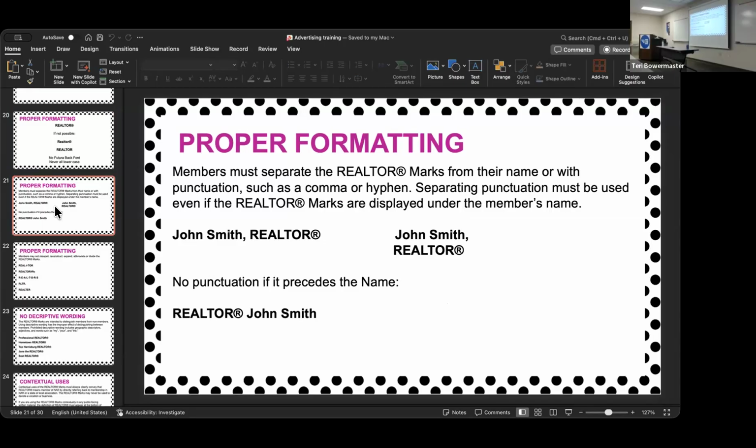So proper formatting, which I am also guilty of not being perfect with. I did see someone the other day on Facebook and I was really surprised, they had it like this, and that would bother me. So they want a comma because it's an identifier. It's John Smith, Realtor. Like that's who they are. It's an identifier. And you don't need punctuation if it comes before: Realtor John Smith. She's just a member of a group. That is what it is.